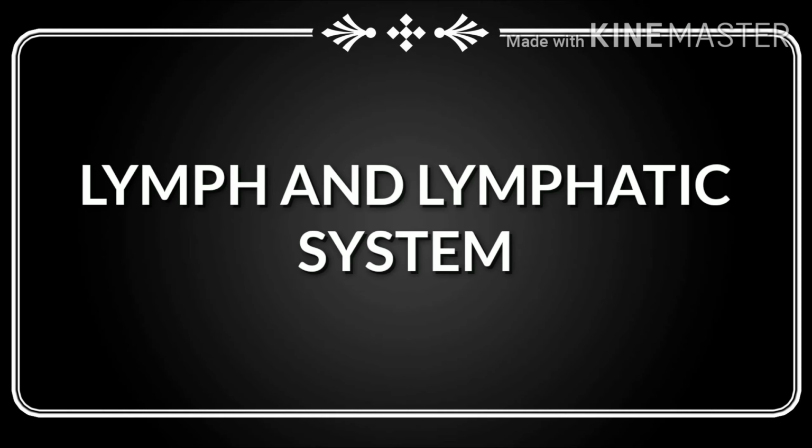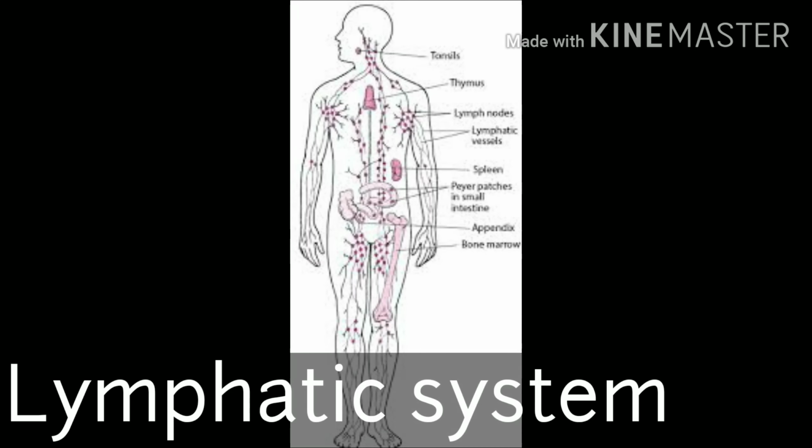The next type of system which we are going to study is lymph and the lymphatic system. The lymphatic system comprises of lymph capillaries, large lymph vessels, lymph glands and the lymph. There are various lymph glands in our body such as tonsils, spleen, etc.